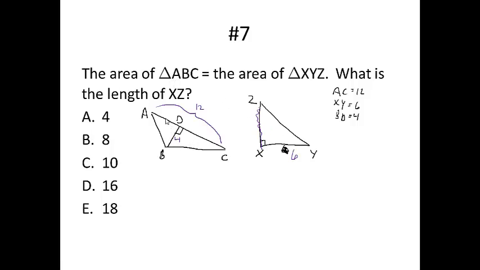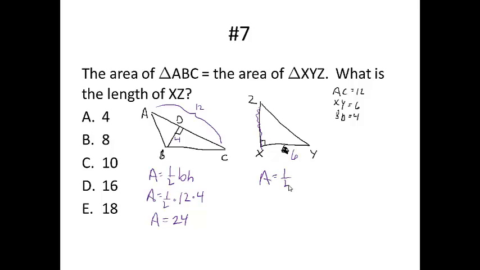So I noticed that on this triangle right here, I can actually find the area. Area is equal to 1/2 base times height. And I do notice, because this is a right triangle, they give me the height. This is the base right here, and this is the height. So the area of this triangle is going to be 1/2 the base, which is 12, times the height, which is 4. So that has an area of 24, which means triangle XYZ also has an area of 24.